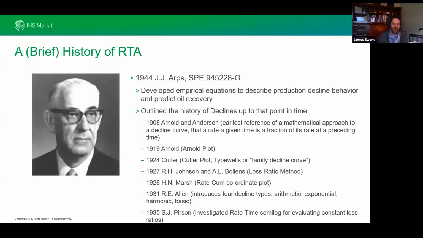Mr. J.J. Arps, a lot of people, of course, have heard of before. I touched on it just a few slides ago. If you are interested in reading about his work, there are various resources. The one that I find the most helpful is SPE 945228G. This is where he develops his empirical equations, but he also gives a great history of the other work that was done up to that point. So it reads like a historical document, and then he has his ideas in it. It's a fantastic read. I try to go through it at least once a year.